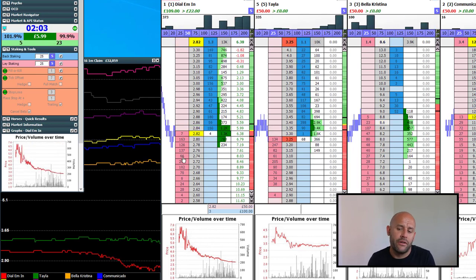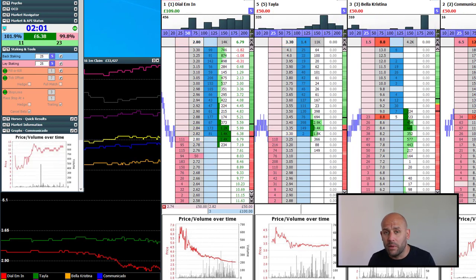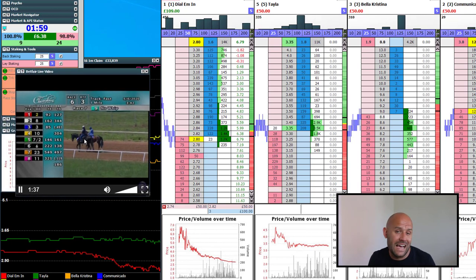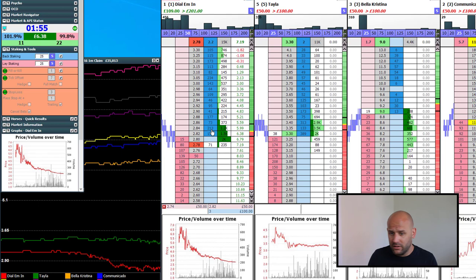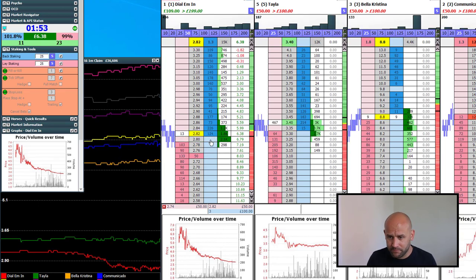But I'm allowing the market to swing in my favour, something that people struggle with sometimes because it means you have to sit on your hands a little bit, let the market move in the direction you want it to. A lot easier said than done.